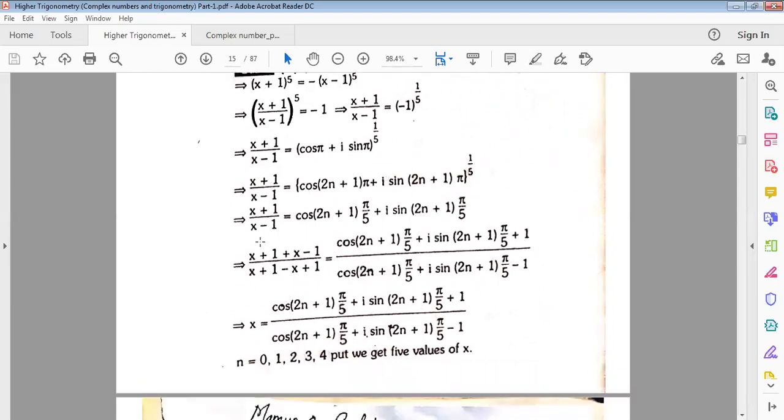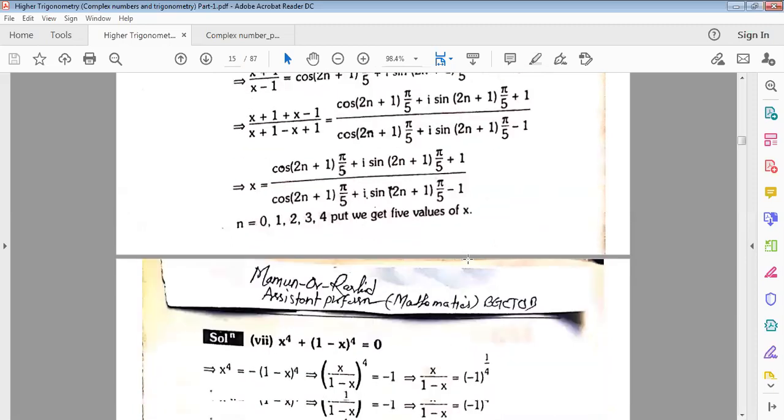Now componendo and dividendo. Numerator plus denominator in up, numerator minus denominator in down. Similar case in the right hand side, numerator plus denominator, and in down numerator minus denominator. Now after cutting, this 1 cancels, x cancels in down, then 2 divided by 2, only x, x equals this one. Now putting n equals 0 to 4.